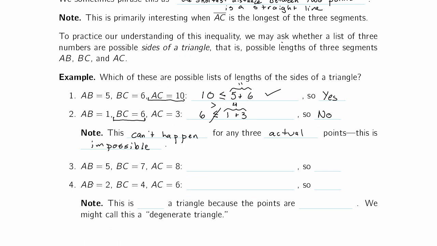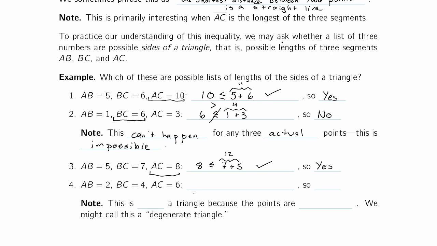Okay. In this example, AC is my longest side again. So I want to check, is 8 less than or equal to 7 plus 5? Well, that's 12. So yes. Again, these are possible side lengths of a triangle.